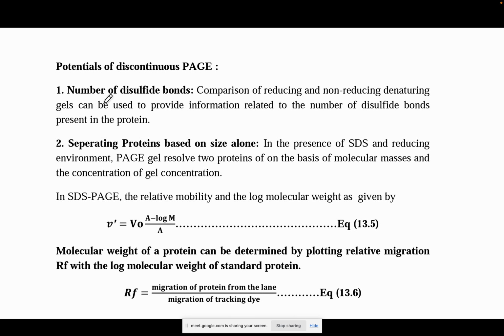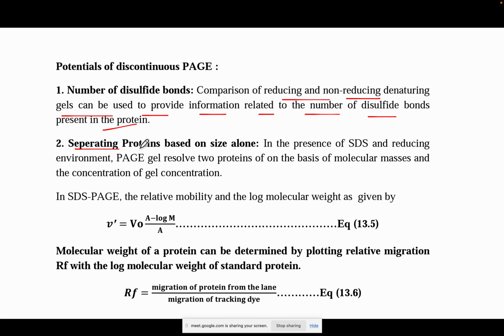So, what is the potential of discontinuous PAGE? You can compare reducing and non-reducing denaturing gels to provide information related to the number of disulfide bonds present in the protein. If you know that your protein has disulfide bonds, and if you break those disulfide bonds, then you will get this much monomer. So you can add BME. If you add BME, this will reduce disulfide bonds and you will get fragmented protein. And if you don't add BME, then disulfide bonds won't be broken. Okay, so this potential you have.